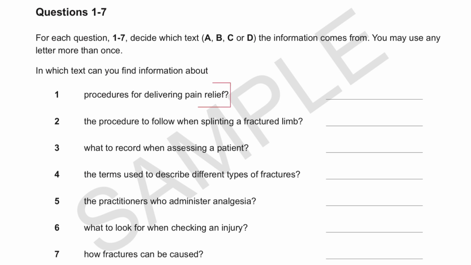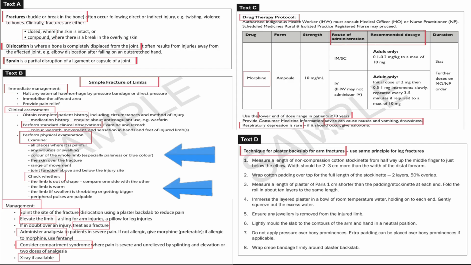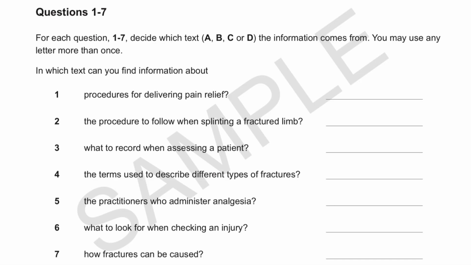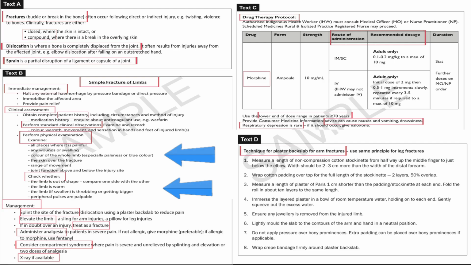So keywords are pain relief. So when you look at the extracts, you can see that this info would be found in text C, which is about drug therapy protocol. So it's pain relief through drug therapy. Number 2, procedure to follow when splinting a fractured limb. So keywords are procedure to follow. So look at the extracts.